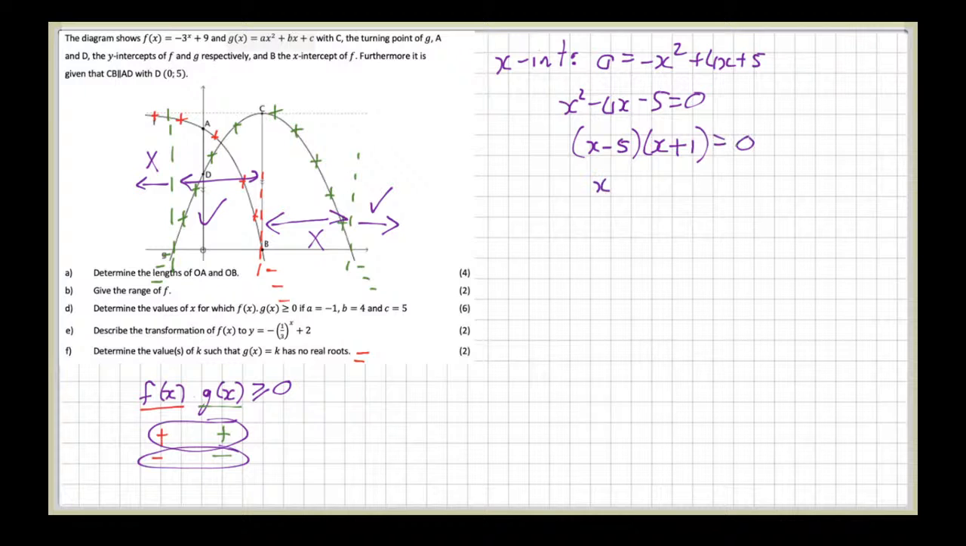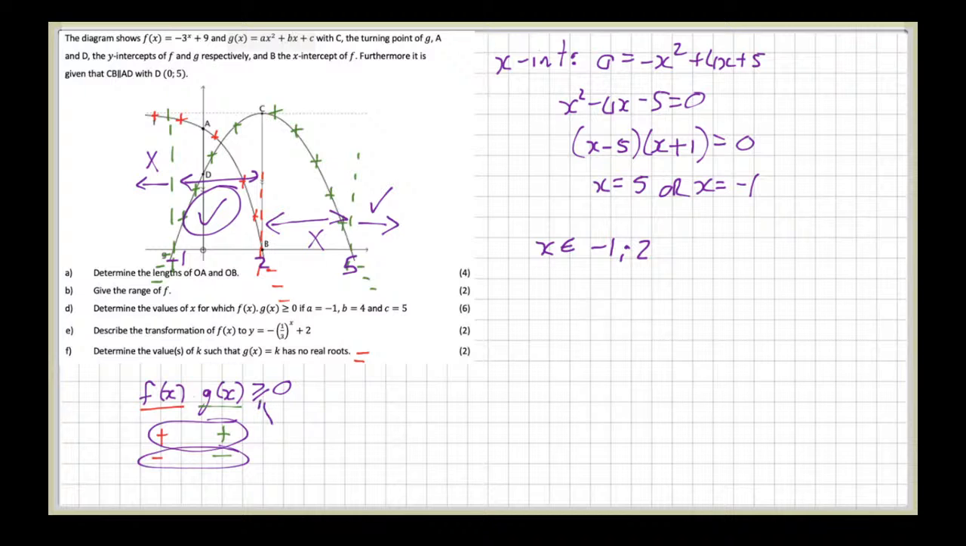So I've got x equal to 5 and x equal to negative 1. Let's go to my sketch, 5 and negative 1. Remember, we have 2 from the previous slide where we got B's coordinates. So let's look at this first domain: x between -1 and 2.